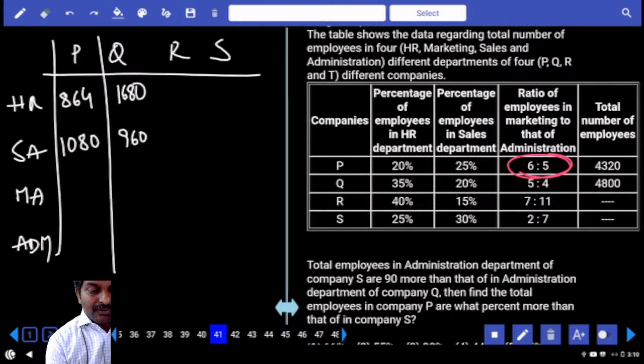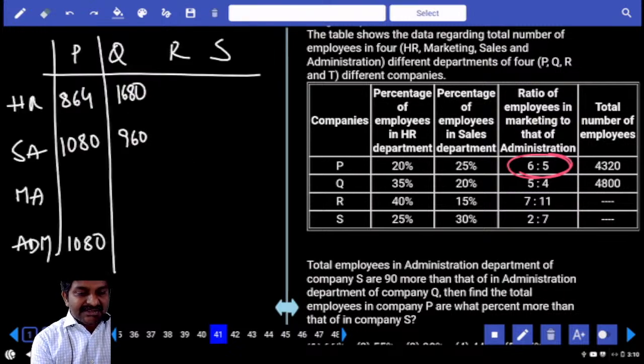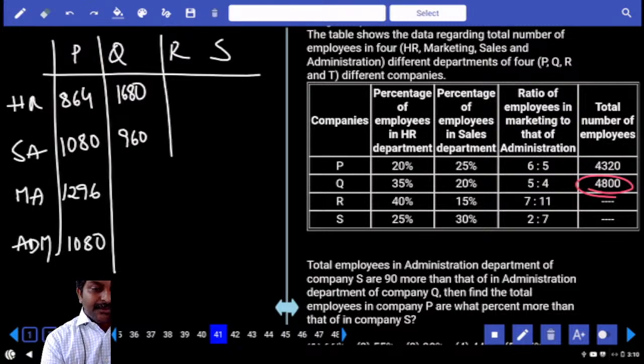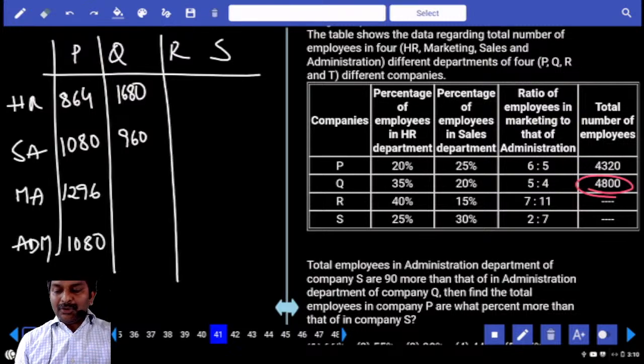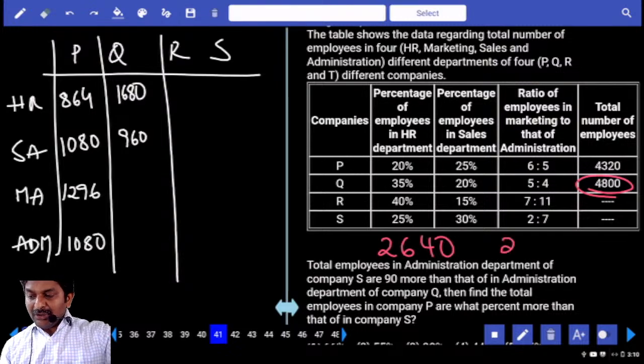1080. This is 5 times. To this number, if you add 216, you'll get 6 parts, which is 1296. In company Q, out of 4,800, already we have 2,640. Remaining is 2,160. That is divided into 9 parts.